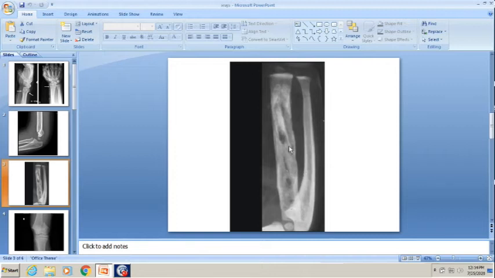Sometimes when there is a discharging sinus, you can find an opening somewhere here or here or here, and that opening you call the cloaca. It is not visible in here, but sometimes you may find it. So what are the clinical features? What are the clinical features of chronic osteomyelitis?